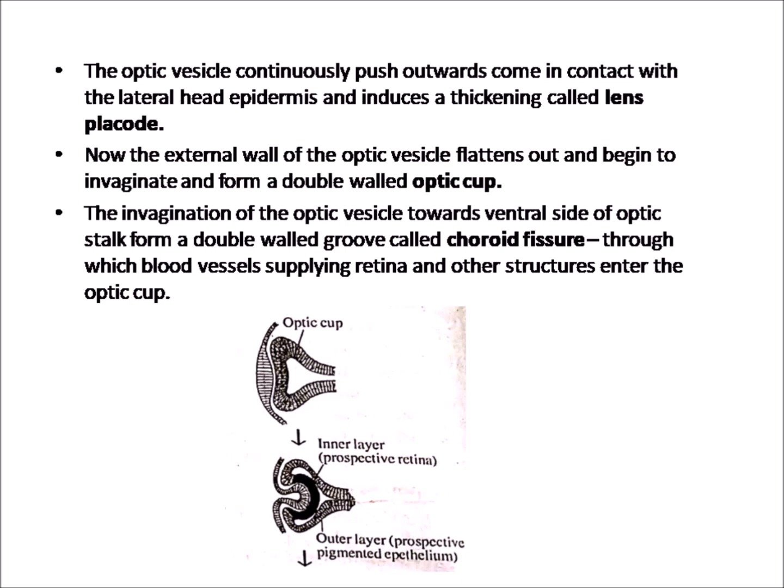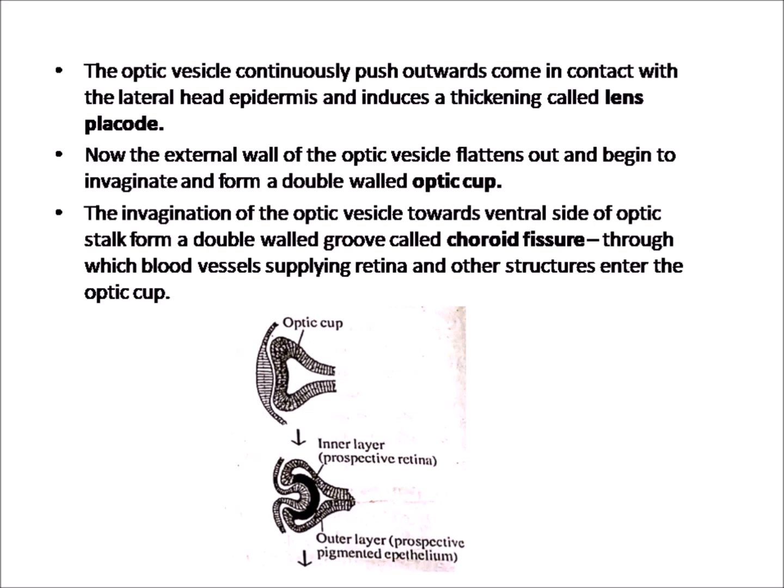thickening called the lens placode. Now, the external wall of the optic vesicle flattens out and begins to invaginate to form a double-walled optic cup. The invagination of the optic vesicle towards the ventral side of the optic stalk forms a double-walled groove called the choroid fissure, through which blood vessels supplying the retina and other structures enter the optic cup.